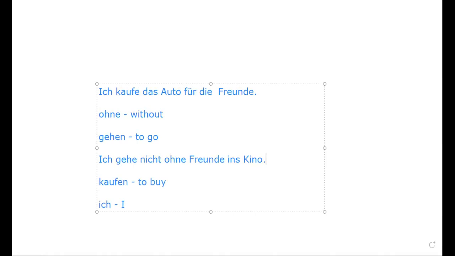Kino is a place in Deutschland where one can watch a movie. Theater is a place in Deutschland where one can watch live performance or stage performance. That's why I'm not using the word theater. Theater means you will watch the stage performance there. Kino is a place where we will watch the movie. Ich gehe nicht ohne Freunde ins Kino. So I'm using the preposition ohne, which means without. You are getting it?